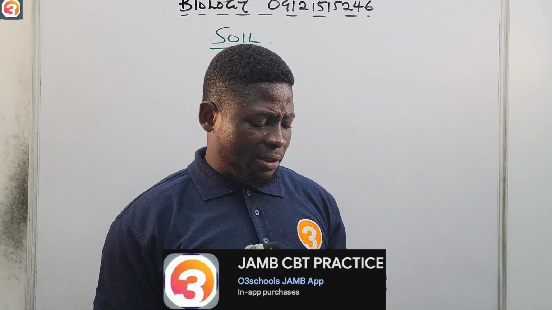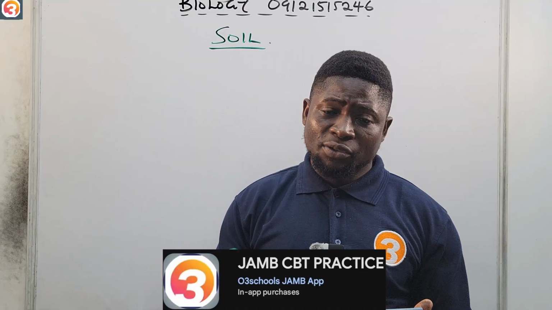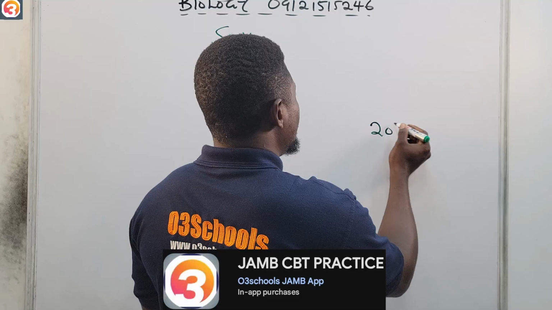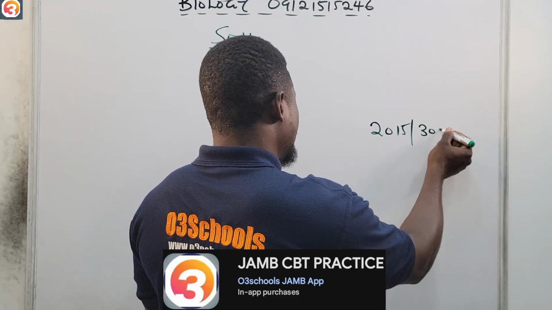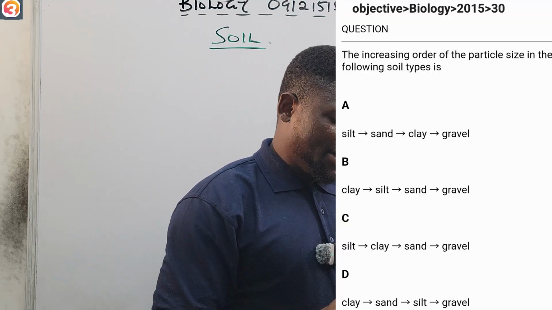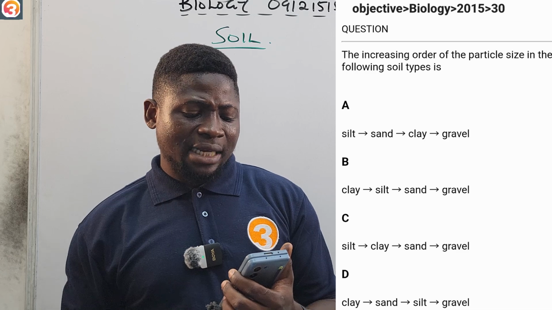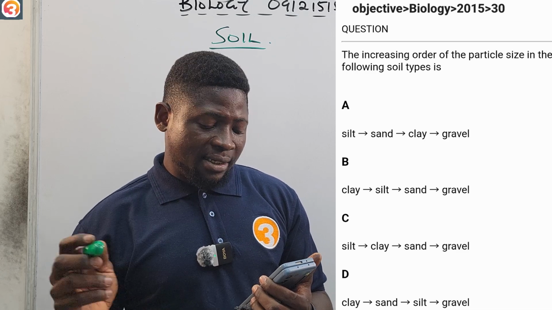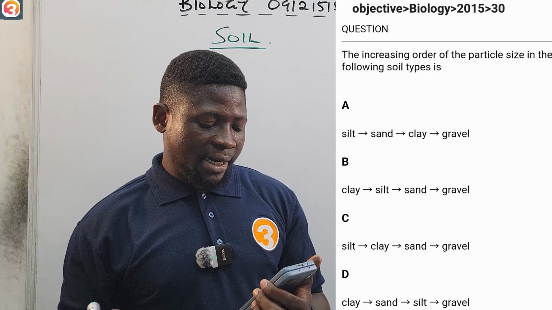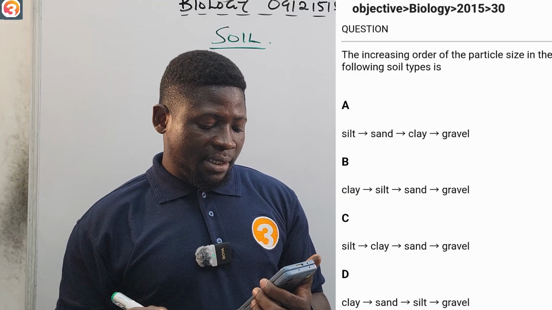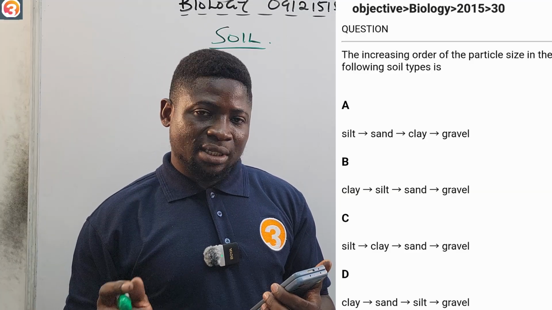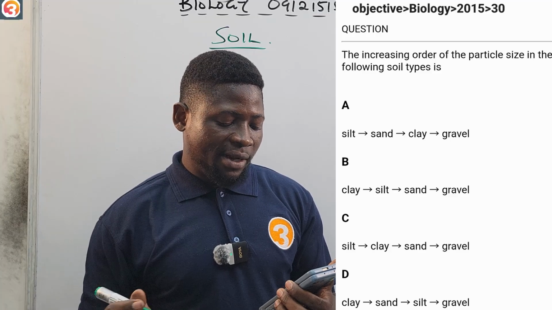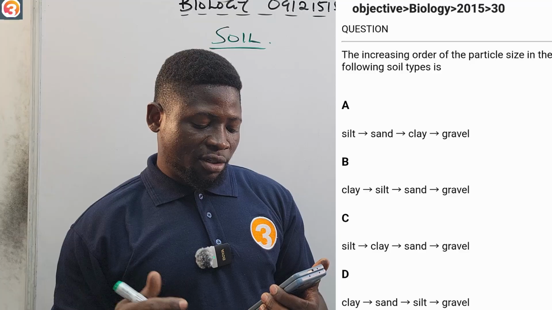Before we begin, let us see a past question from the JAMB app. This is a 2015 question, number 30. It says the increasing order of the particle size in the following soil types is: A, silt to sand to clay then to gravel. B, clay to silt to sand to gravel. C, silt to clay to sand to gravel. D, clay to sand to silt to gravel.